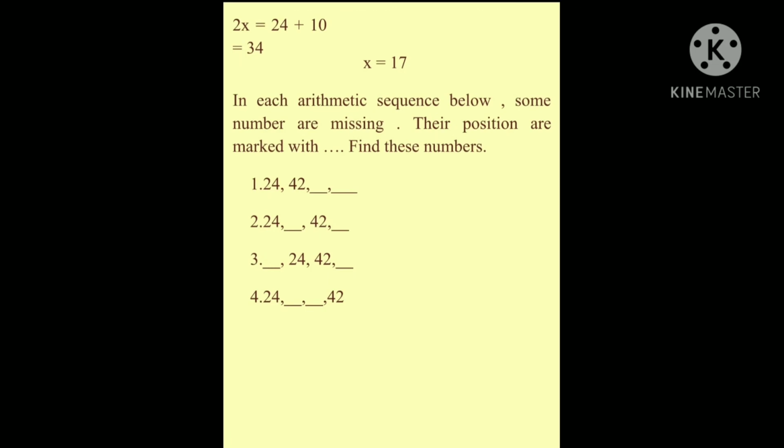Here is an exercise given to you. In each arithmetic sequence below, some numbers are missing. Their positions are marked with a blank. Find those numbers. I think you all understand the concept, so you can do it yourself.